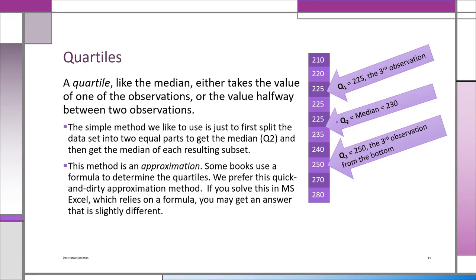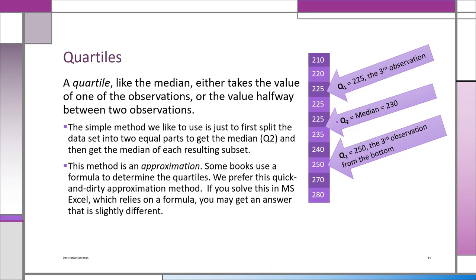So you take the average of 225 and 235. Your median is 230. Okay, so now the median is 230. You have 5 numbers below that value and 5 above it. Now take those 5 numbers and get the median of those.